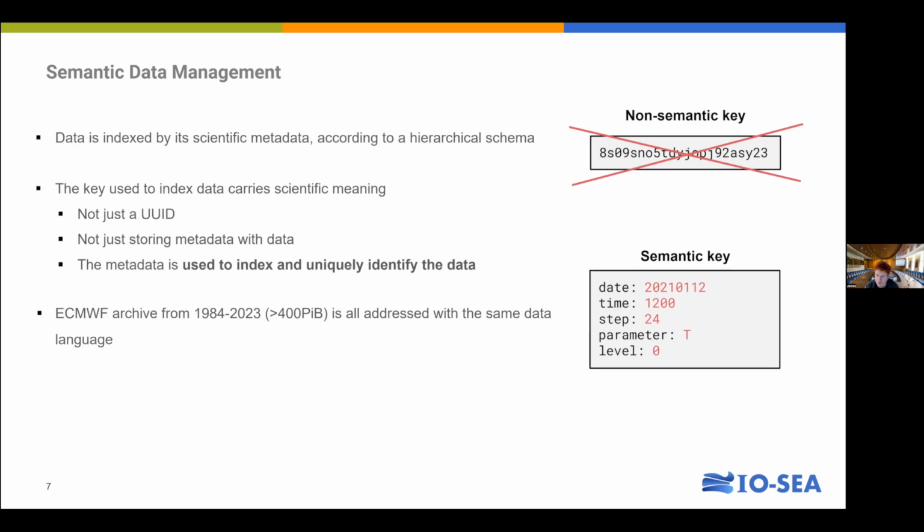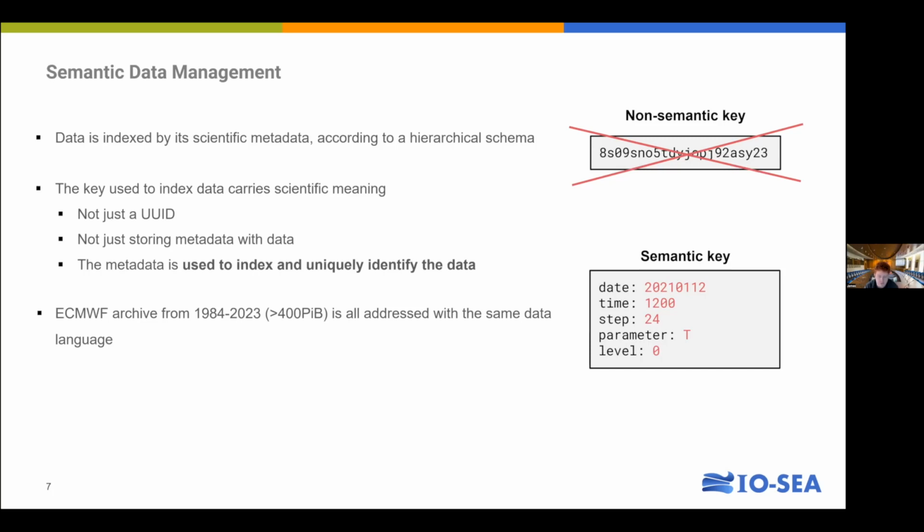If you're used to dealing with S3 object stores and other things, you might have UUIDs to access your data, to identify your data. Or you might store your data in a file path, for example. In both cases, those indexes don't really carry any scientific meaning. To be clear, this is going a step further than just storing metadata with the data. You should always store your metadata with the data so that when you do find your data, you know what it is. We go a step further and we use this index to uniquely identify the data and use it to access the data.